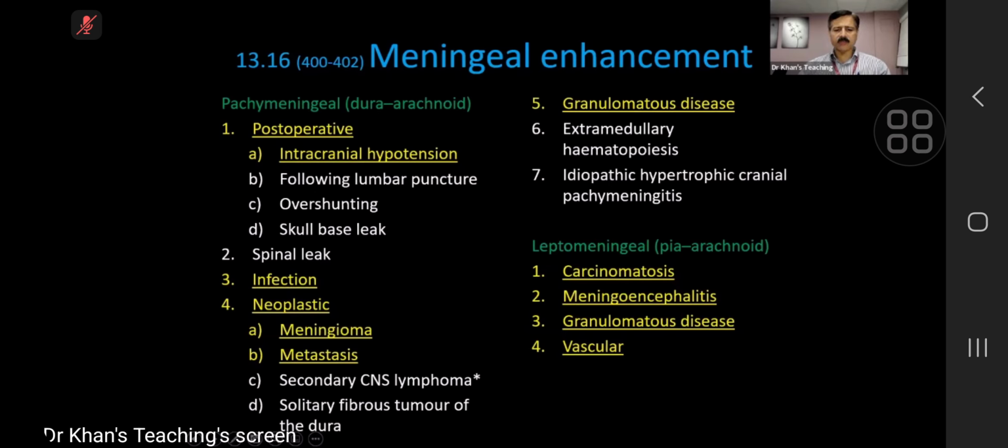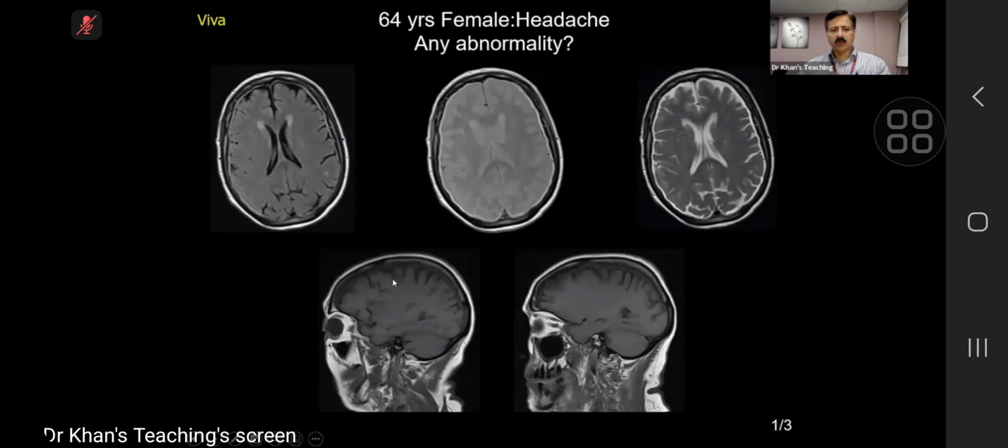So with that, over to candidate 3. Because of time factor, I am going to tell the audience this is a FLAIR, this is a PD, this is a T2, this is a T1, this is a T1. Over to candidate 3. Please, your description, please.